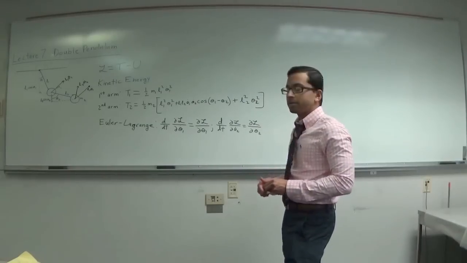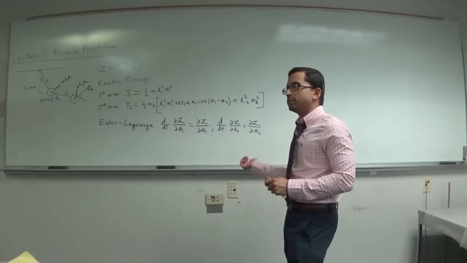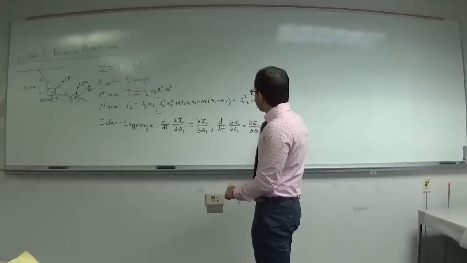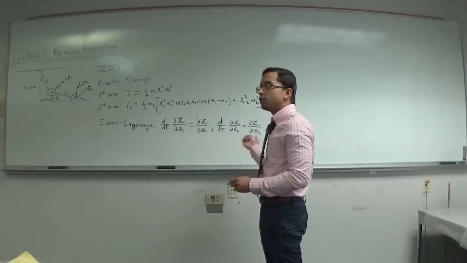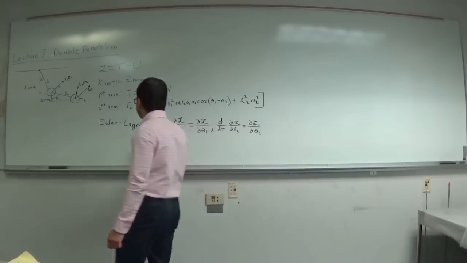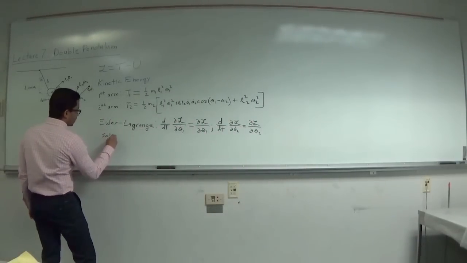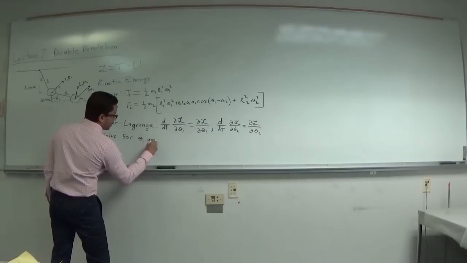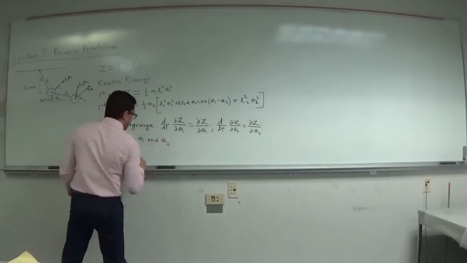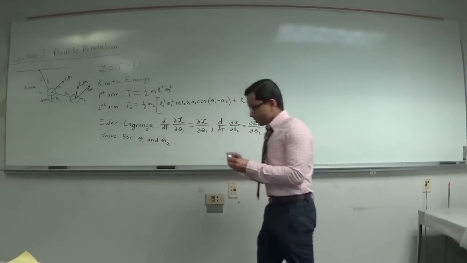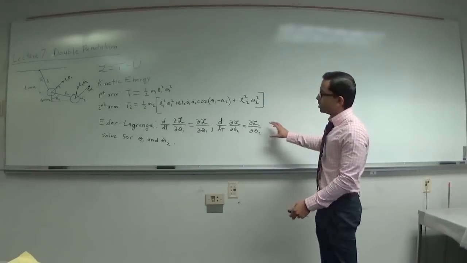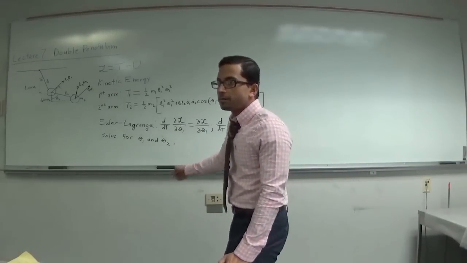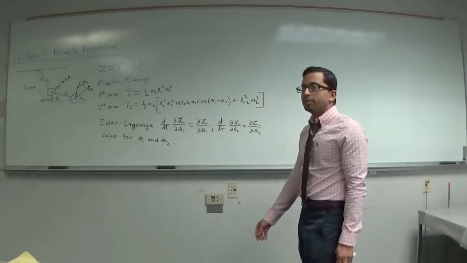So we're not going to do that here, but if you look in the PDF notes, you'll have all the details. So what I want you to do for homework is, once you use the Euler-Lagrange equations, solve for theta 1 double dot and theta 2 double dot. I've done this for you, so it's in the PDF notes.